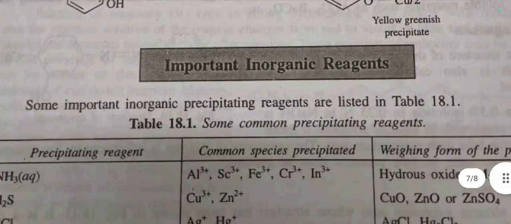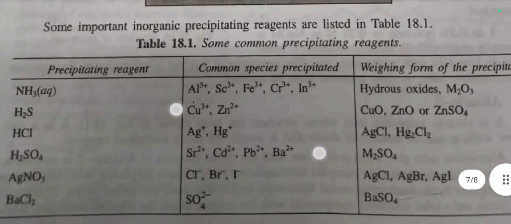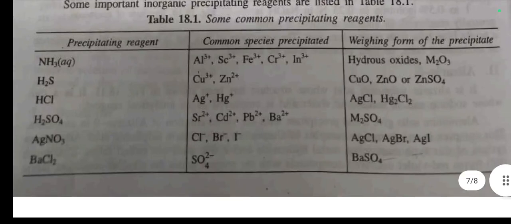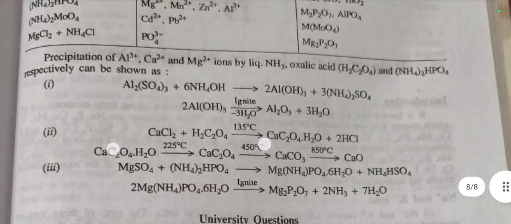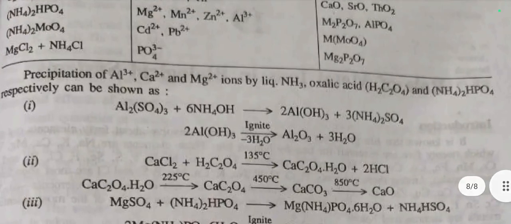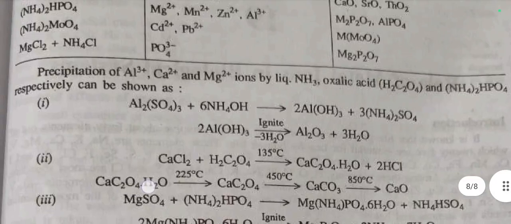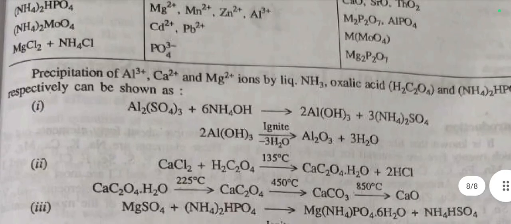Important inorganic reagents. Some important inorganic precipitating reagents are listed in this table as you can see. Precipitation of Al3+, Ca2+ and Mg2+ ions by liquid NH3, oxalic acid H2C2O4 and (NH4)2HPO4 respectively can be shown as, first, Al2(SO4)3 plus 6 NH4OH changes to 2Al(OH)3 plus 3 (NH4)2SO4. 2Al(OH)3 on ignition, minus 3H2O, gives Al2O3 plus 3H2O.